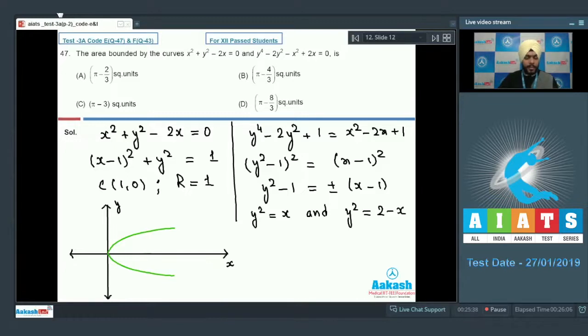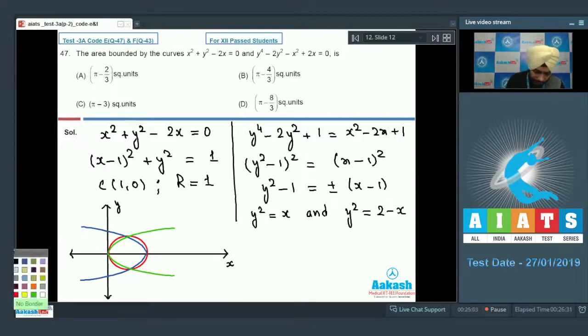y square equals 2 minus x is a leftward opening parabola, something like this. And this circle is passing through 0, 0, that is the vertex of the first parabola, 2, 0, the vertex of the second parabola, and both the points of intersection, 1, 1 and 1, minus 1. So this is the circle. Okay. So we need the area bounded by these curves.